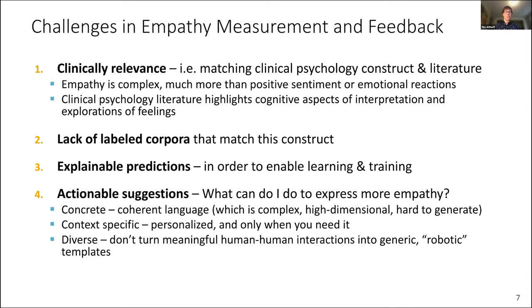And we interpret this as we want to make suggestions that are concrete, coherent language, which is kind of high dimensional, hard to generate. It should be context specific and personalized, but only show up when you need it. And we want to keep this interaction diverse. We don't want to turn everything into a kind of generic robotic template, because this is a really meaningful human to human interaction that we want to keep at the center.